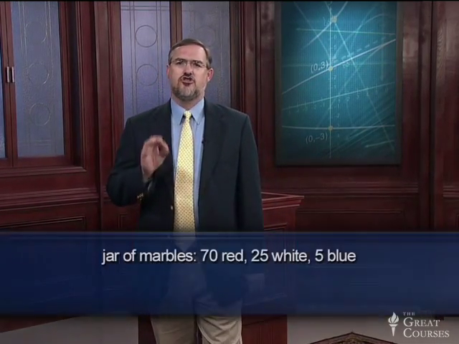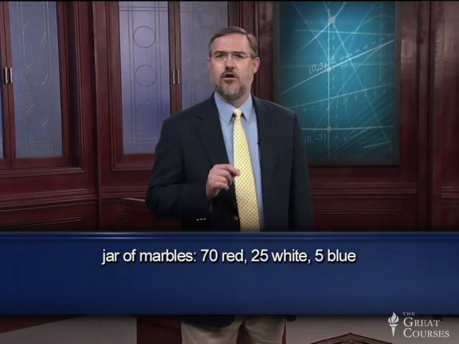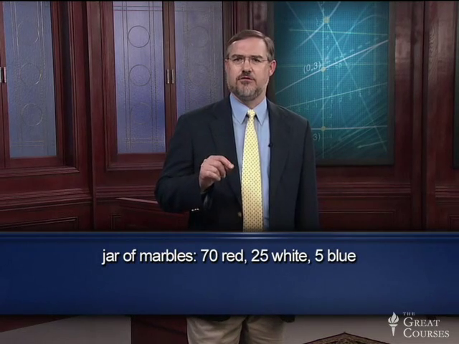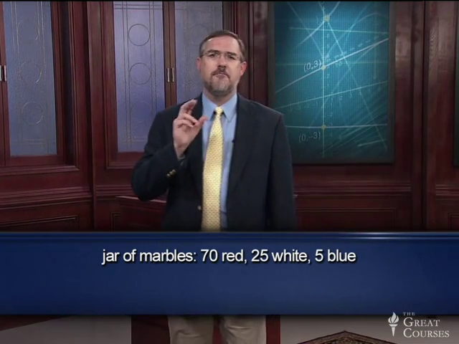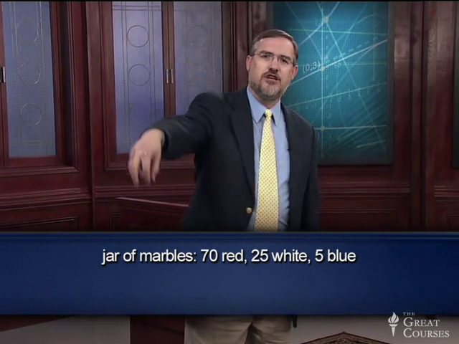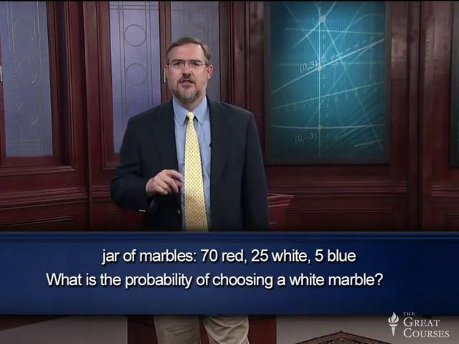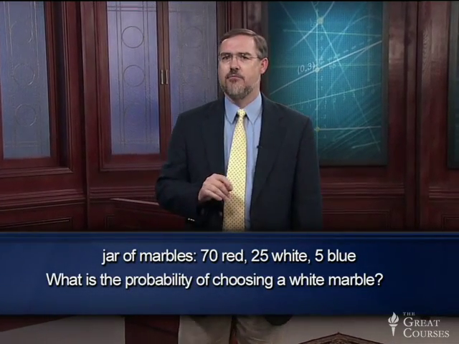Now, let's try one more example of this kind just to make sure that we're settled on it. And this time, we might have to bring in some material on permutations and combinations. We'll see. Here's the example. A jar contains 70 red marbles, 25 white marbles, and 5 blue marbles. You plan to choose one marble at random from the jar. So you're just going to close your eyes and reach into the jar and pull out a marble. What's the probability that you choose a white marble?